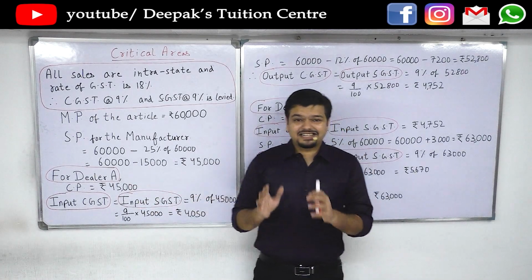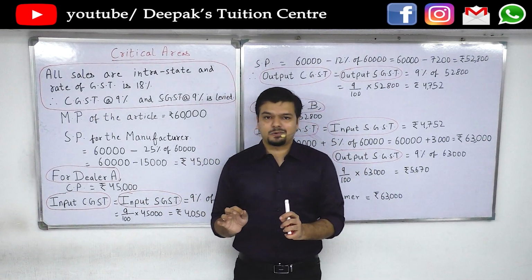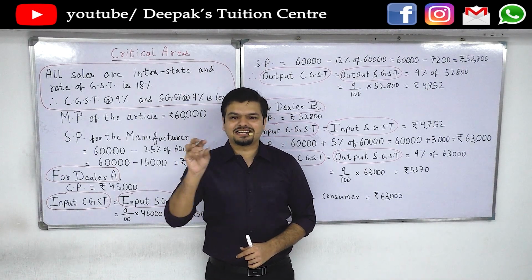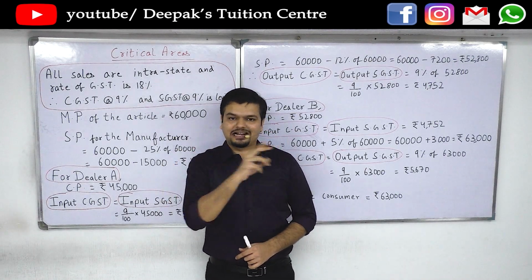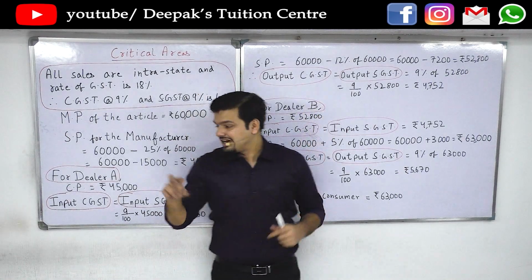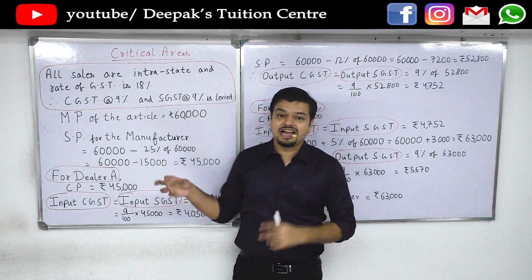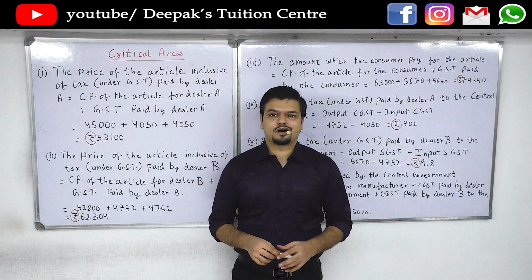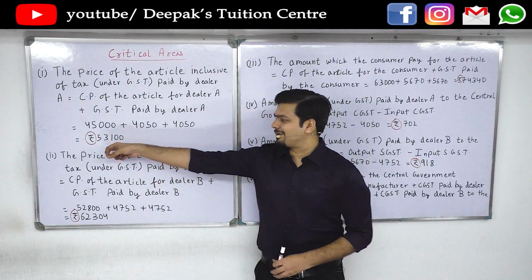Also, read the question properly. Quite a lot of students make the mistake of reading it incorrectly. They do not understand that the discount was given to dealer B, like 12% discount was given to dealer B, 25% discount was given to dealer A, and if you mismatch it, everything will become wrong. Another most common mistake is skipping out the unit.